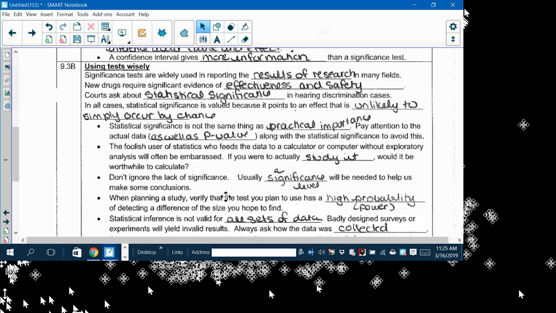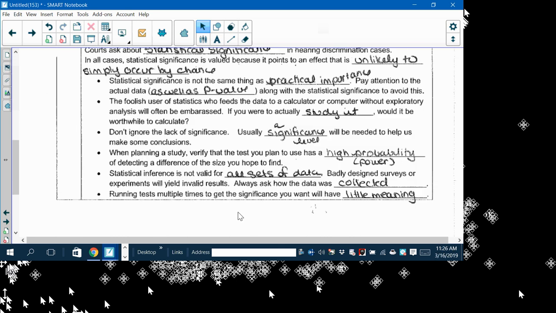So carrying out a significance test is easy. Using it is not as simple. So here's some things that you want to keep in mind. When a null hypothesis can be rejected at the usual levels, there's good evidence of a difference, but that difference may be very small, and when large samples are available, even tiny deviations from the null hypothesis could be significant.